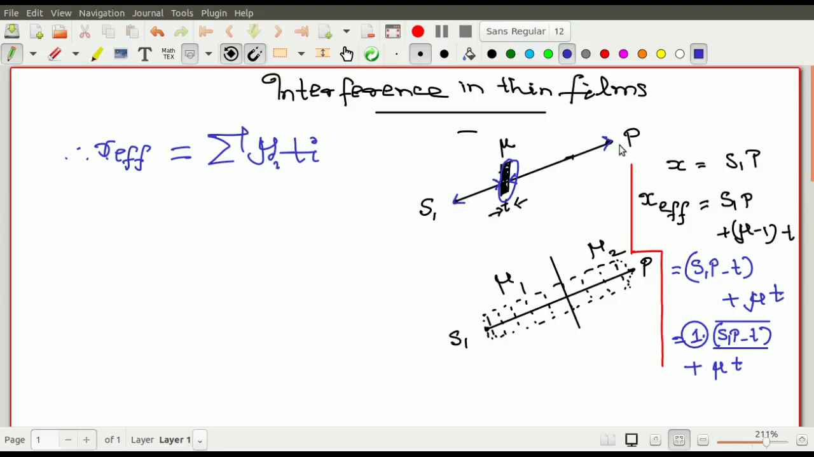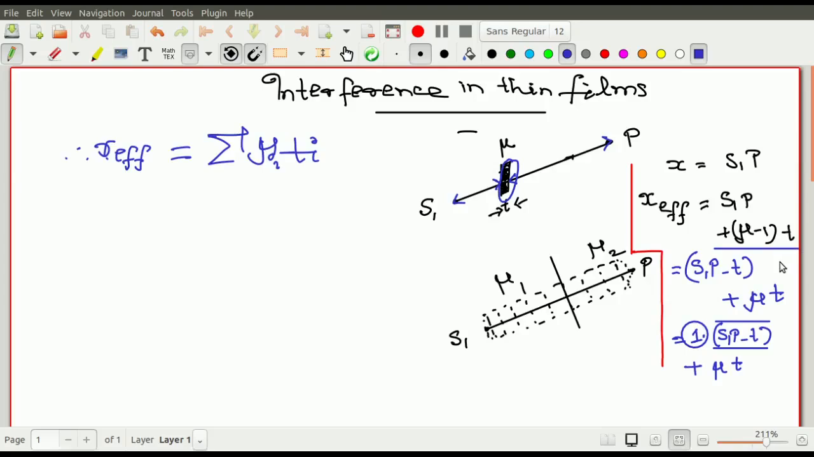Last class I showed a calculation of the time taken from S1 to P before the introduction of the plate and after the introduction of the plate, and you saw that the time has increased. Why has the time increased in the latter case? Because of some extra path, so the path has definitely increased. By how much? It increased by mu minus 1 into t.